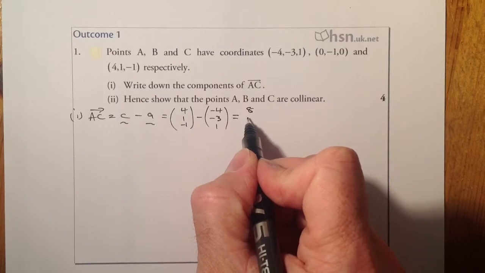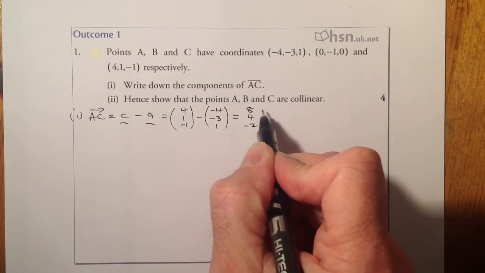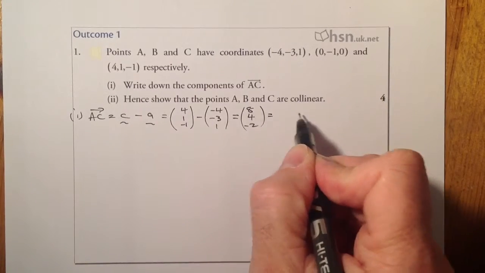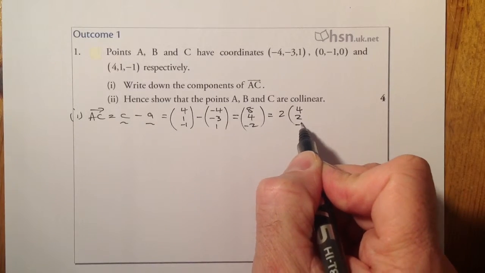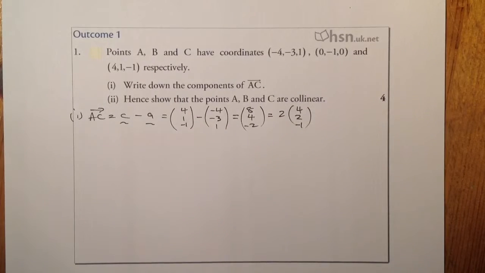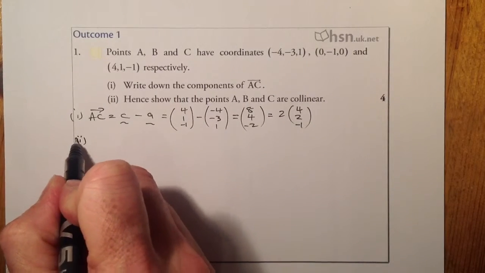That should give me 8, 4, minus 2. And what I can do is simplify that by taking a common factor. That will give me 4, 2, minus 1. Okay? That's part 1 complete. Let's go for part 2.